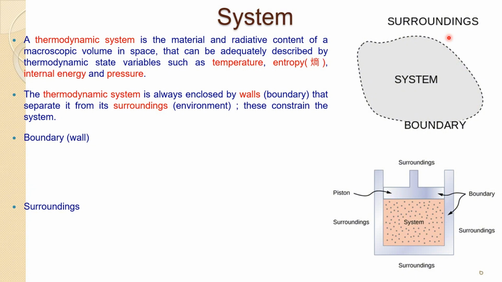Okay, one of the simplest cases is this. You have a piston here, and this is a container. This is what we call the boundary, and then outside are the surroundings. The piston can move up and down, but this is a wall.